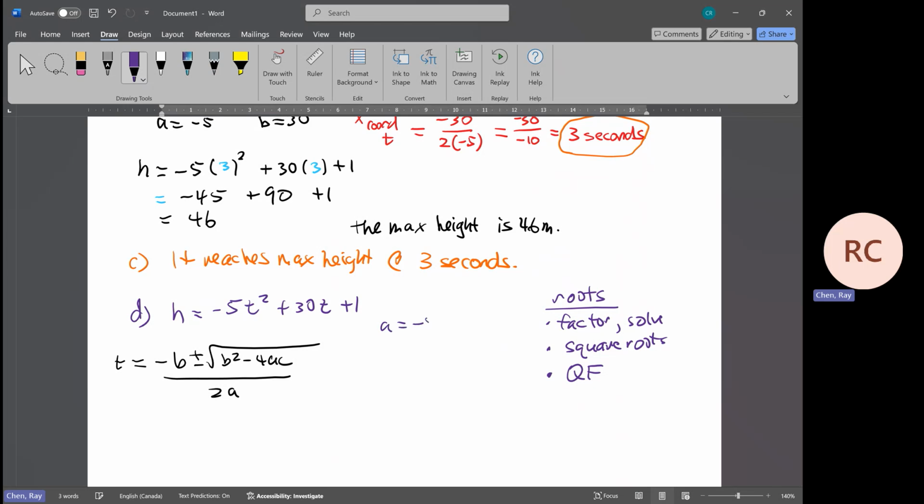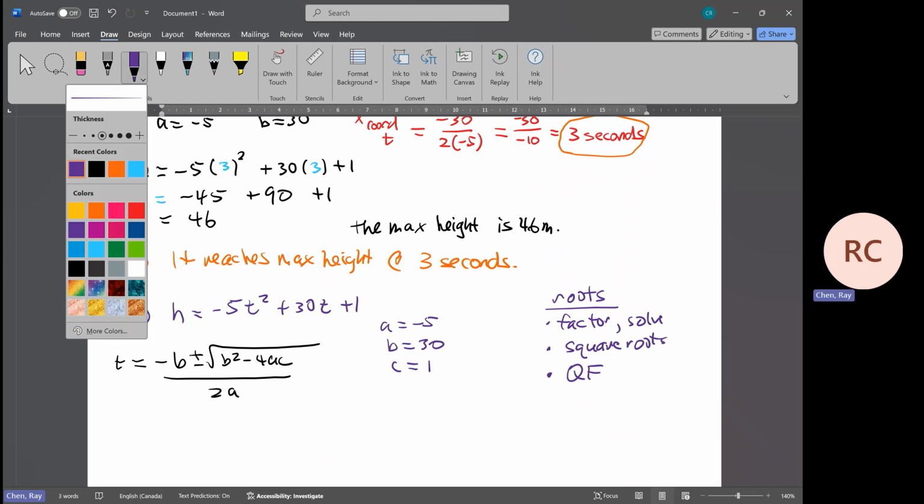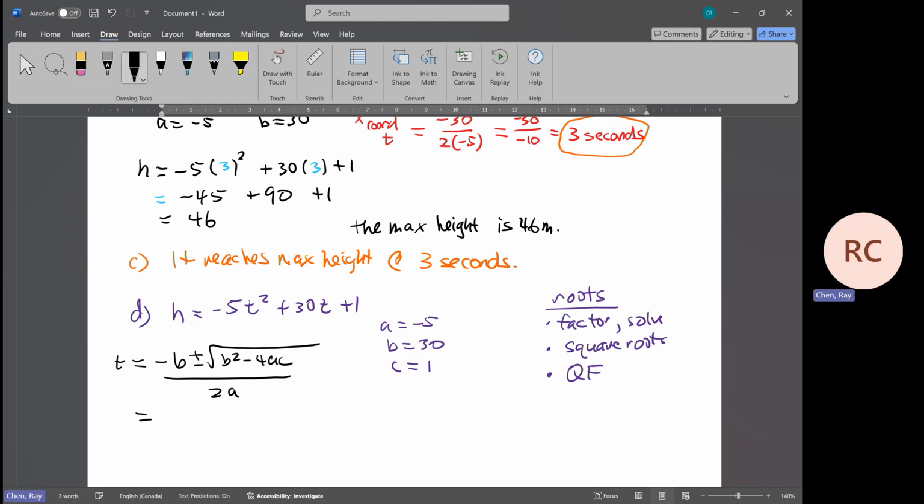Doing a quick substitution, I'll try to use purple again. The a is negative 5, the b is 30, and the c is 1. So I just am going to do it if that's okay, folks. Again, pause the video if you want to try it yourself. You've already done this in chapter 5, so this should be a piece of cake. But don't feel bad if you're a little rusty. Negative 30 plus or minus the square root of 30 squared minus 4 times negative 5 times 1, all divided by 2 times negative 5.